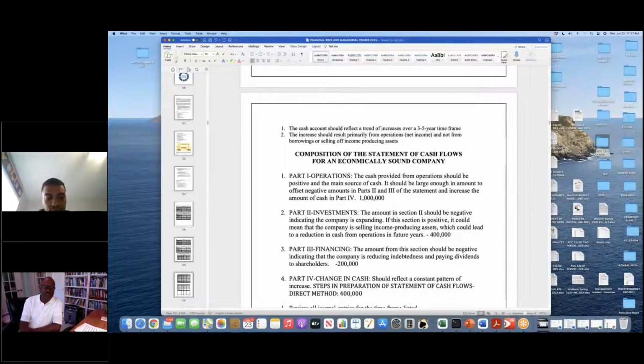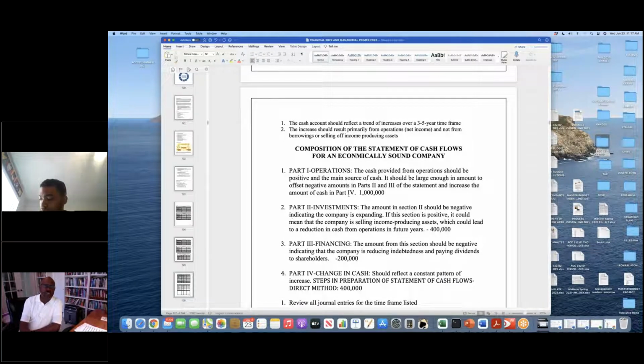There are 4 parts to the statement of cash flow: operations, investments, financing, and the last part is the change in cash flow. For a company, operations is like the salary that we talked about. That's where the cash is supposed to come from. Investments in a good company is negative because you're expanding.